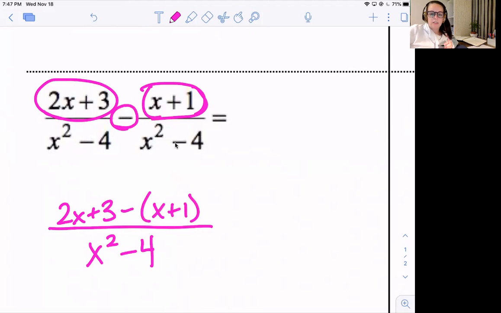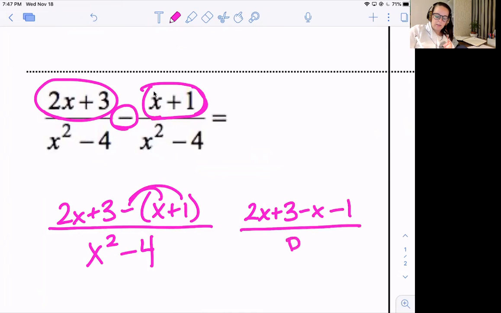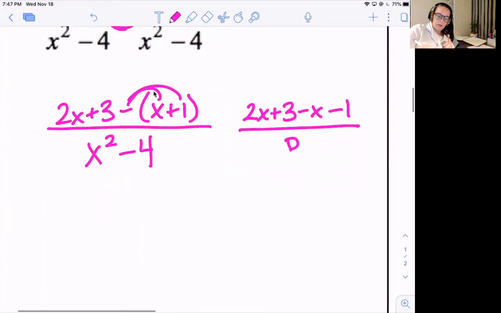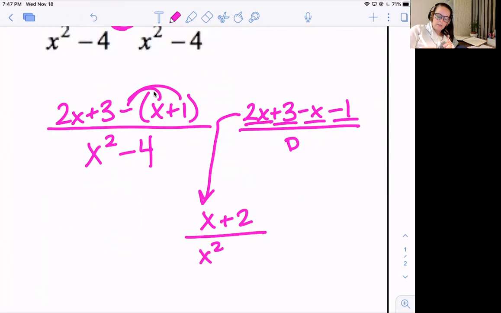Like that. The reason I want to put this in parentheses here is because the negative applies to everything over here. So I would have 2x plus 3, distributing that in, minus x minus 1 over, I'm just going to write the denominator for now because I still want to simplify here. So I have 2x minus x would be just 1x, and 3 minus 1 would be plus 2, right? Still over x squared minus 4.